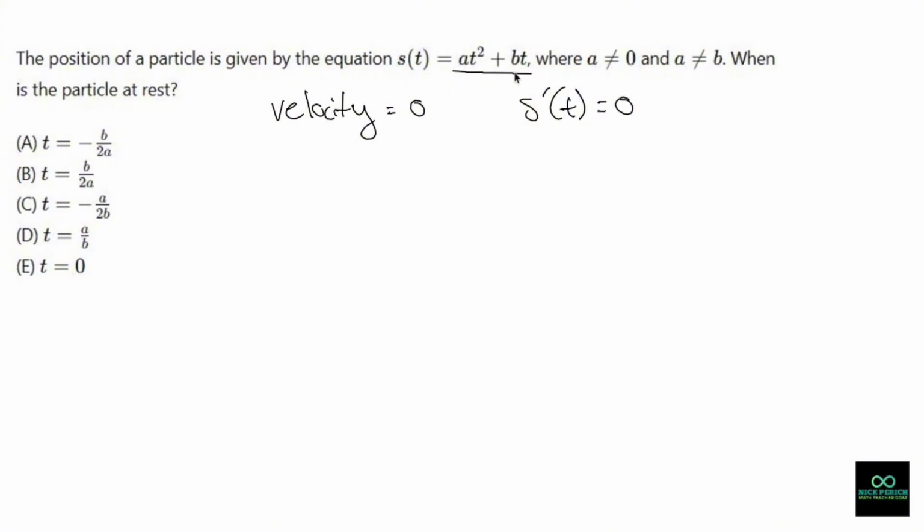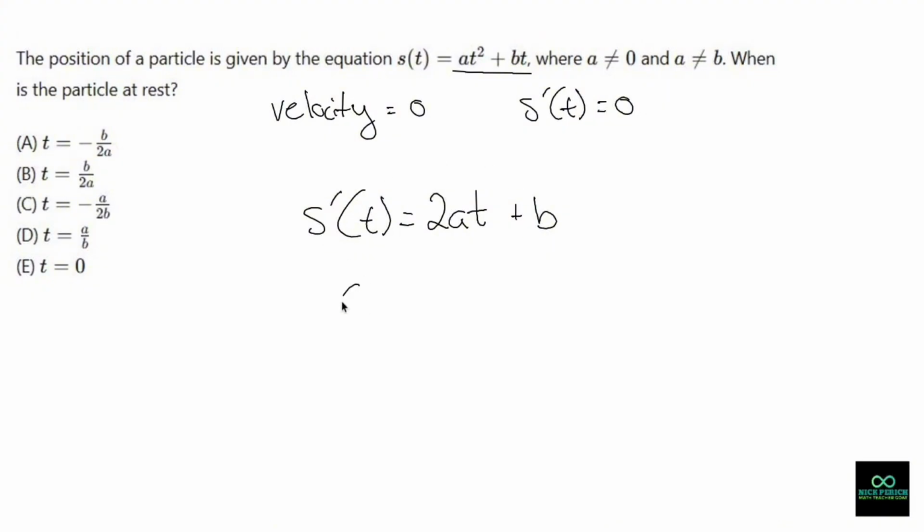So let's take the derivative of that guy with respect to t. Now we don't have regular numbers, we have a and b, where neither of those is 0. So if I take s prime of t, the derivative of a t squared has me dropping the 2 down, leaving a there, and then t squared becomes t. The derivative of b t is just going to be b.